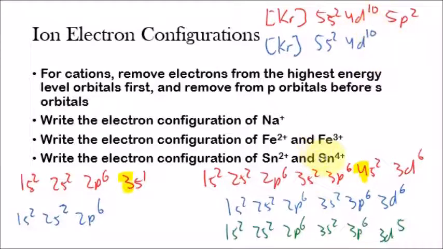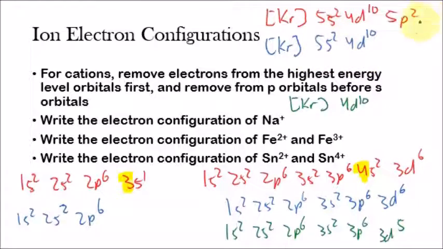and then for tin 4 plus, remove from the s orbital. Okay, and we don't even touch this 4d, even though it technically has more energy than the s orbitals, we have to remove from the highest number energy level, okay?